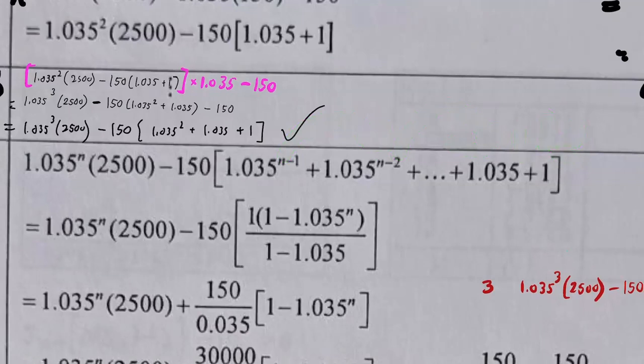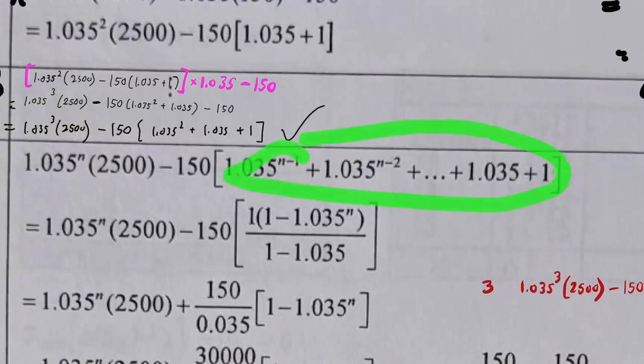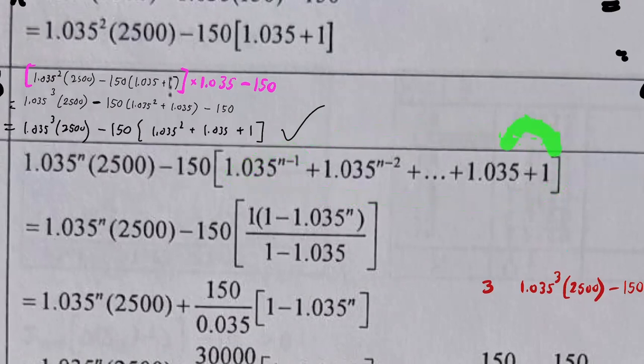So what is the series here? Arithmetic or geometric series? Geometric. Why? Because of the common ratio. I think it's easier if you think of it the other direction: times 1.035, times 1.035, all the way. So the geometric series formula tells you what? A times 1 minus r to the power n, divided by 1 minus r.